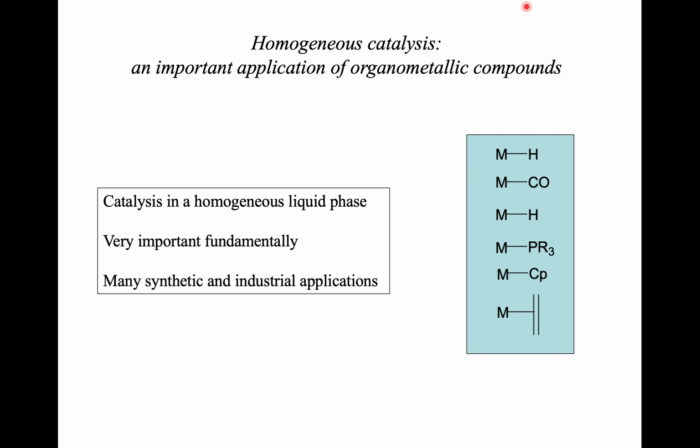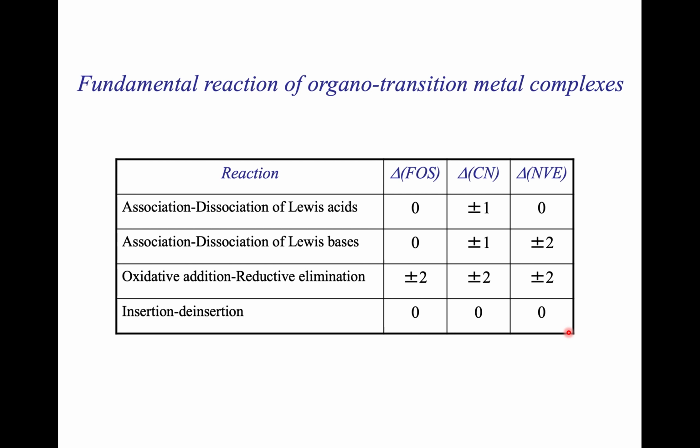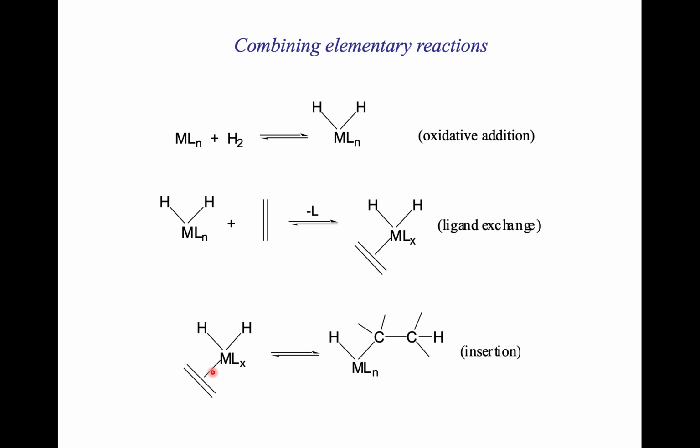Those are transition metal complexes that are soluble, with common groups, and we've seen a lot of these already: metal hydrides, metal connected to carbon monoxide, metal connected to a phosphine ligand, metal connected to cyclopentadienide ligand, and metal connected to an alkene. Here again, I'm not going to spend a whole lot of time on this because we'll talk about these as we go through. All right, so here are some of the fundamental steps.